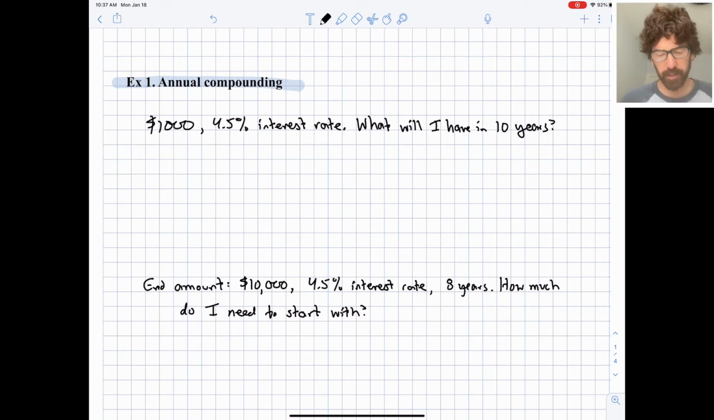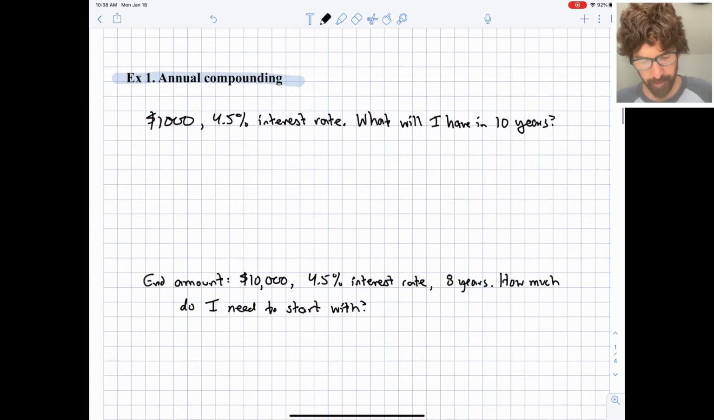Initially, let's say we have $1,000 in a bank account. We're earning 4.5% interest. I don't want you to think that that's a typical interest rate in a savings account in a typical bank, but just for the point of today's work, let's assume we're earning 4.5% interest. What will I have in 10 years? We're assuming it's on annual compounding. Let's go ahead and run through our formula.